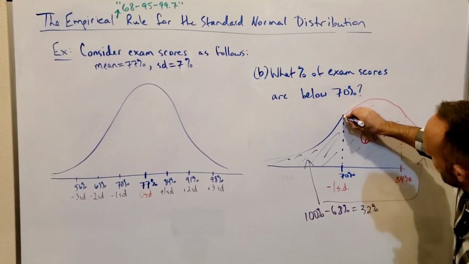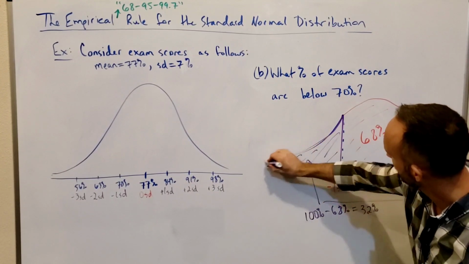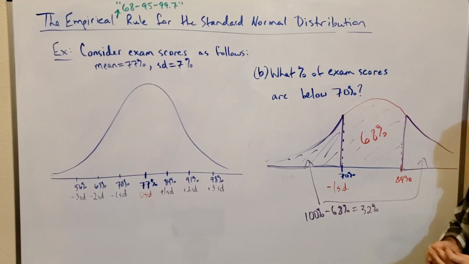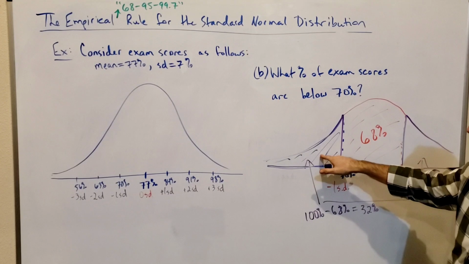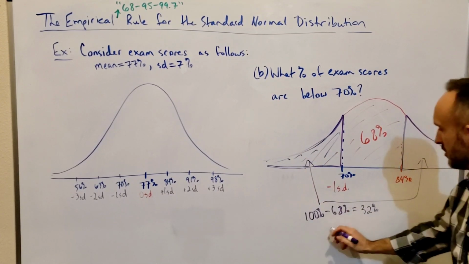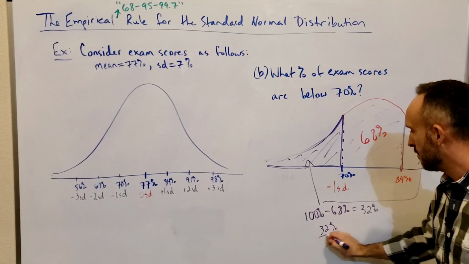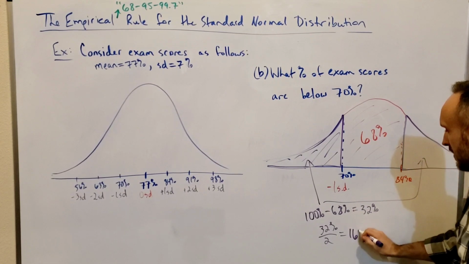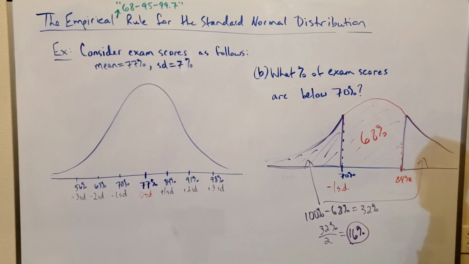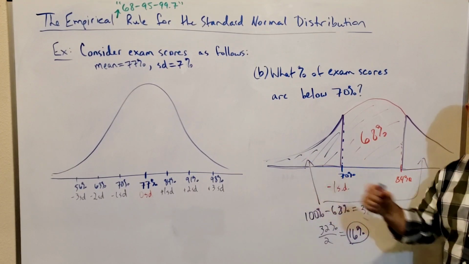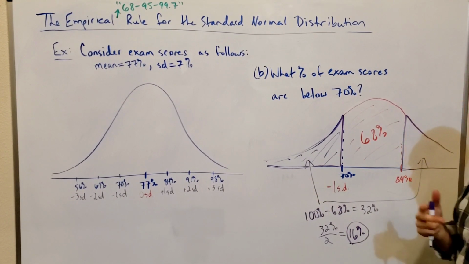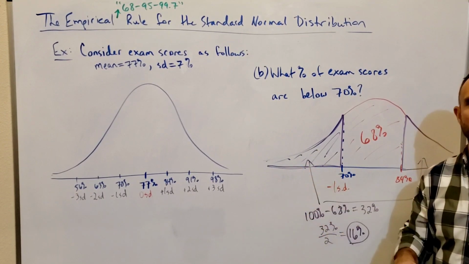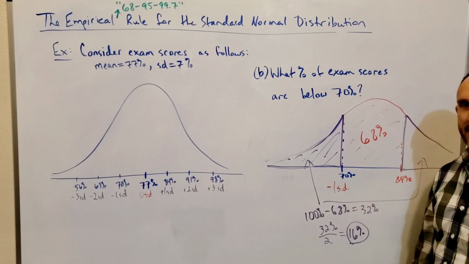Okay? So this left wing and this right wing together make up 32% of the data. But I'm only interested in the left wing, the data that's below 70%. So now I have to divide 32% in half because those are exactly equal to each other. They're perfectly symmetrical, which tells me that the answer to the question is 16% of the exam scores are below 70%. Also, equivalently, if you were to take this test, you would have a 16% probability of scoring below 70% based on this data.